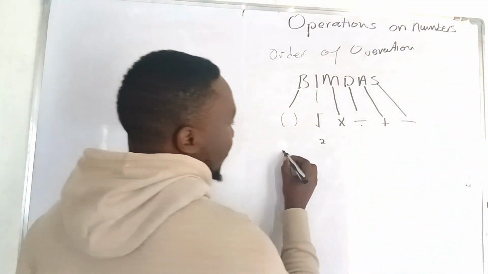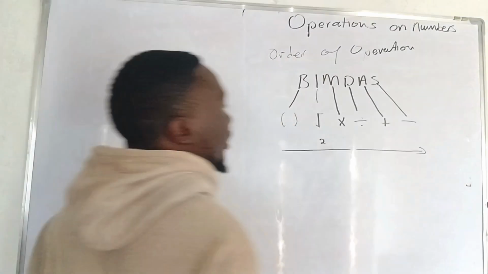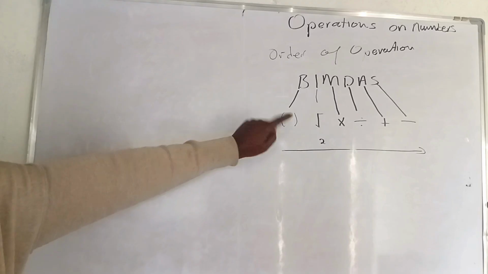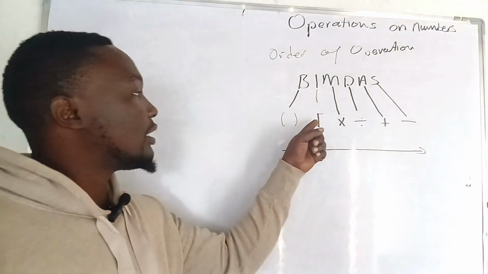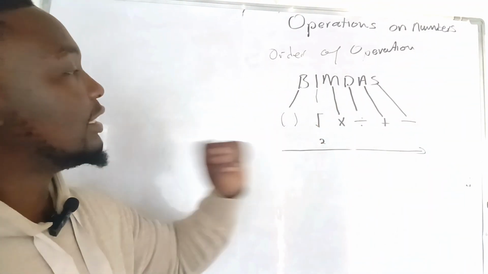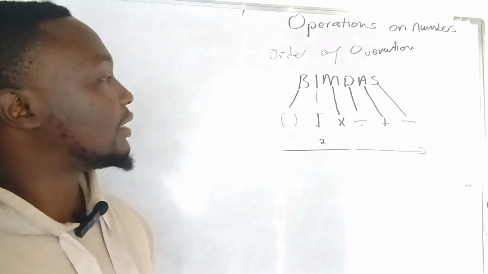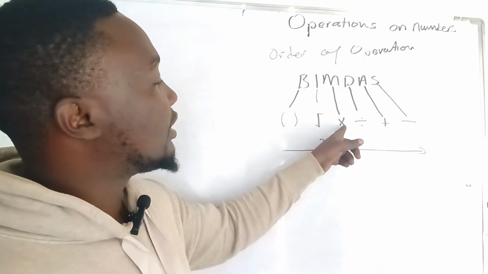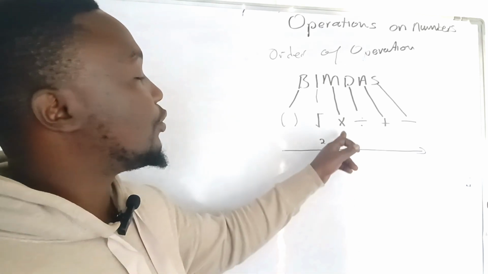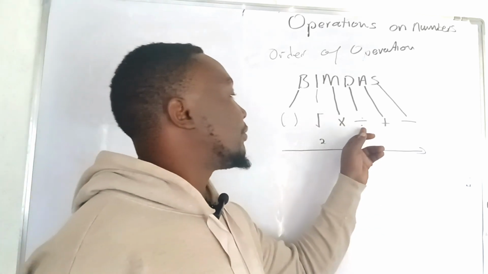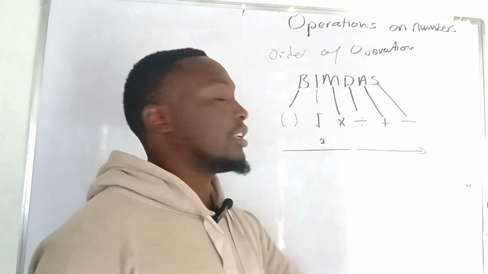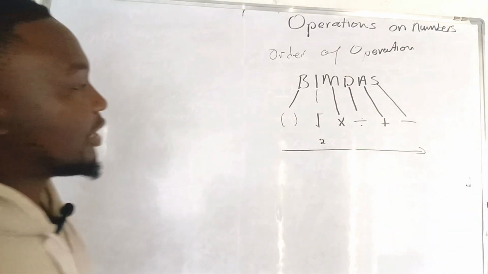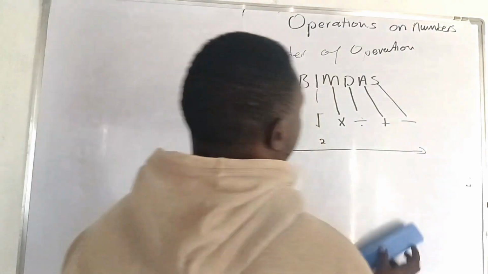When you are given a sum, you use this order. When you first see a bracket, you operate on the things that are inside the bracket. If you see a square root or an index, you then operate on this. When you see a multiplication sign, you operate on the multiplication, followed by division, addition, then subtraction. That is the order of operation. Okay, let's do an example.